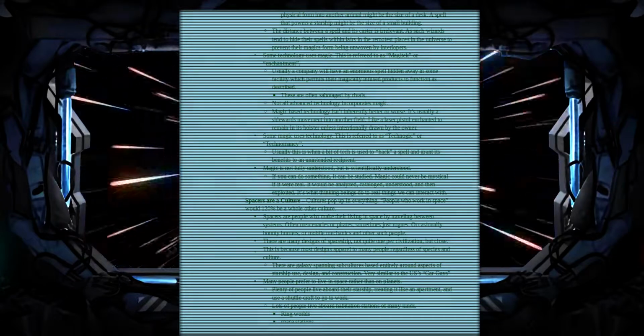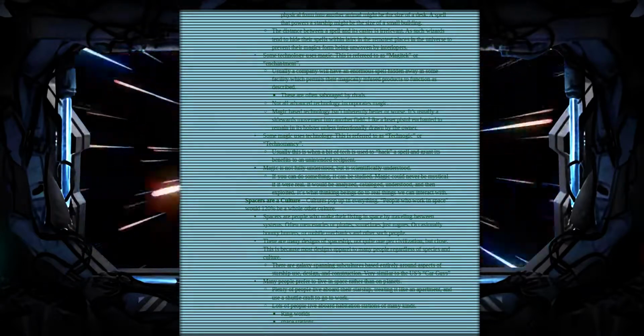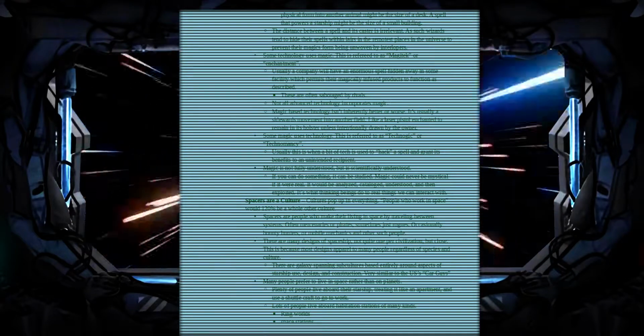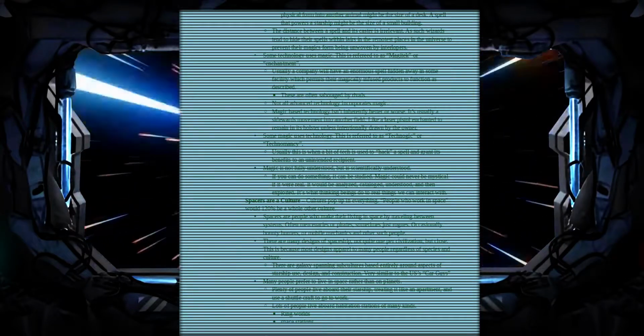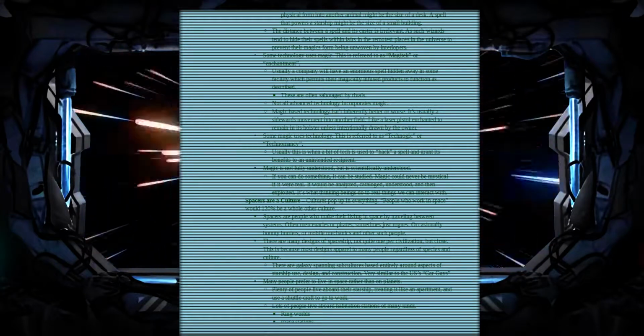Now, some magic uses technology. This is referred to as technogic, or technomancy. This is usually when a bit of tech is used to hack a spell and grant its benefits to an unintended recipient. There's other things it's done too, but that's the most common one.